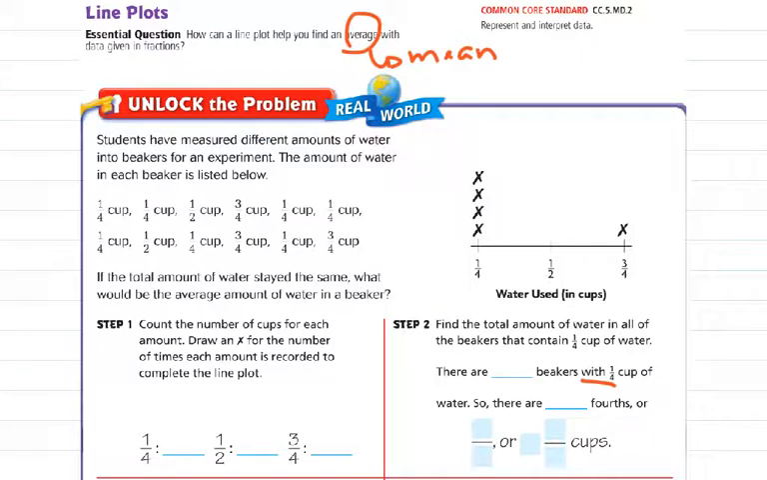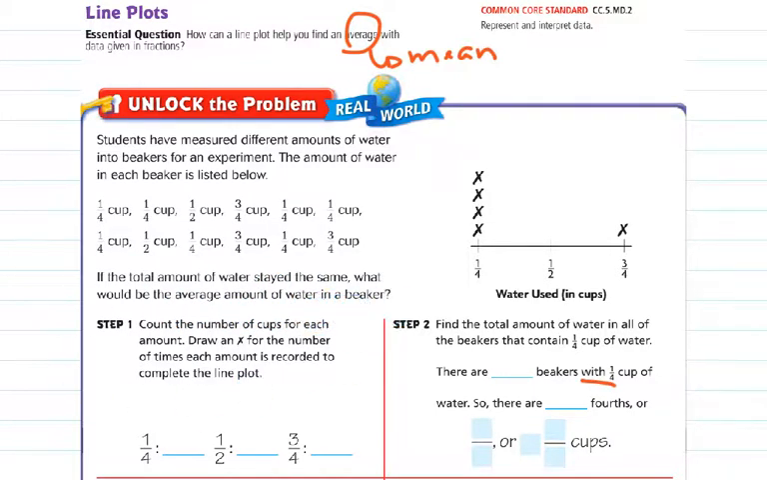Next, we're going to start with the unlock the problem real world. So here we go. Students have measured different amounts of water into beakers for an experiment. The amount of water in each beaker is listed as below. So as you see in this data set, we have many different beakers. If we count them out, we have 1, 2, 3, 4, 5, 6, 7, 8, 9, 10, 11, 12 different beakers. So it says if the total amount of the water stayed the same, what would be the average amount of water in a beaker?